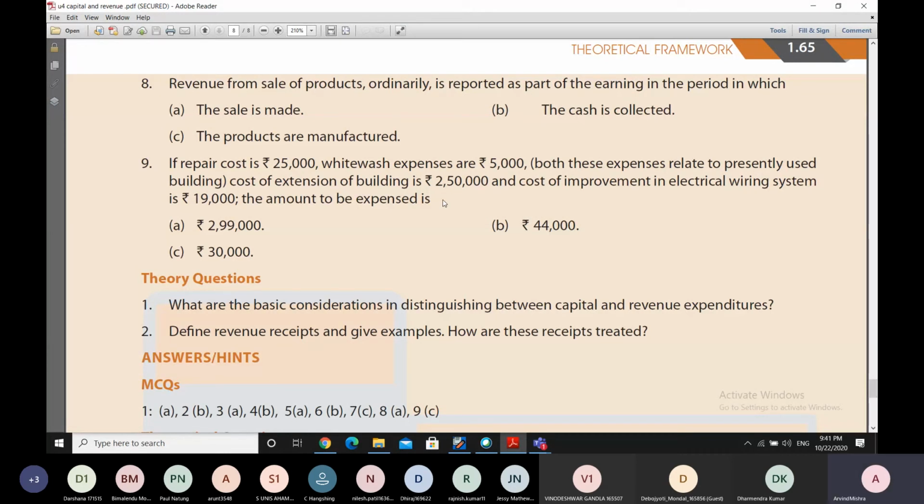Obviously, when a building is in existence, the cost of extension of that building will lead to enduring benefit, and this 2,50,000 rupees is therefore a capital expenditure and not a revenue expenditure. And similarly, the cost of improvement in the electrical wiring system will also lead to enduring benefit over a number of years, and therefore even the 19,000 rupees is a capital expenditure in nature. Only the repair cost and the whitewash expenses are the items which will be expensed in the current year, and therefore 25 plus 5 is 30,000. An amount of 30,000 will be expenditure of the current year.